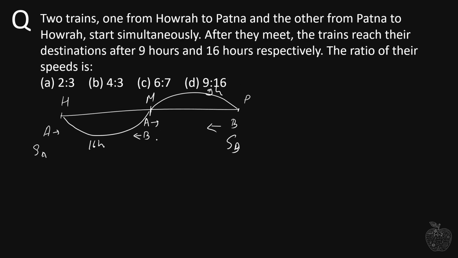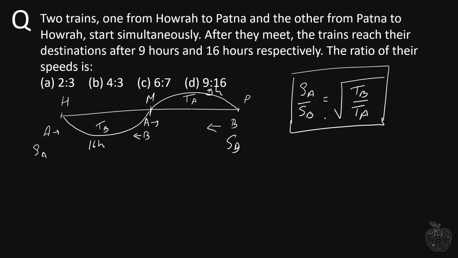Now to solve this question, I'll use a particular formula, and after that I'll tell you the concept behind that formula. Whenever there is a question where two places are given and two trains are moving towards each other, they meet at a certain point, and after meeting, train A takes, let's say, TA time to reach its destination, and train B takes TB time to reach its destination, then in such cases we use the formula which says SA over SB is equal to the square root of TB over TA. This is the formula.